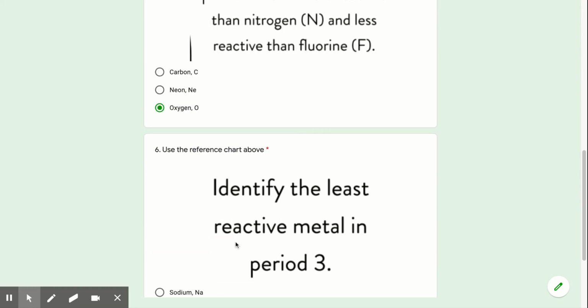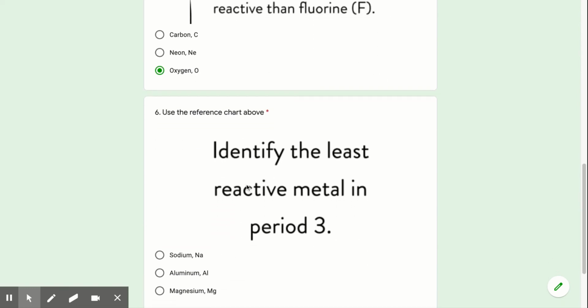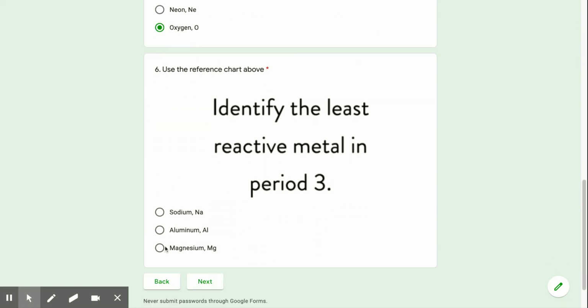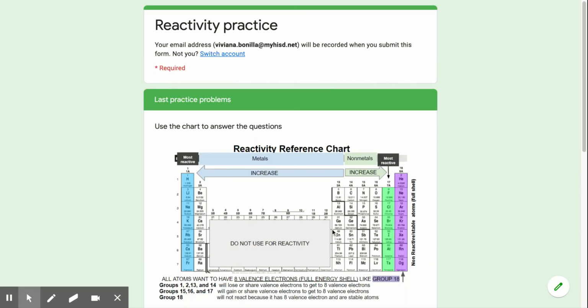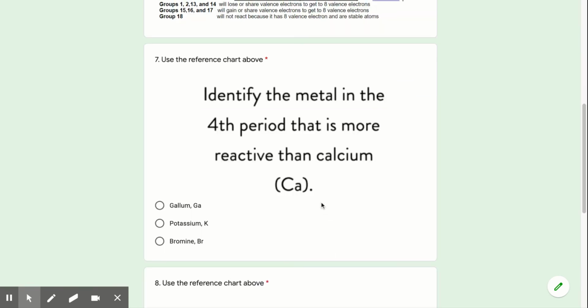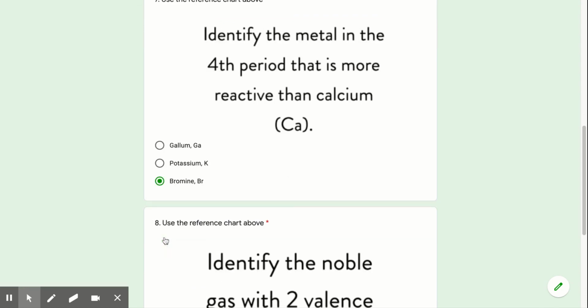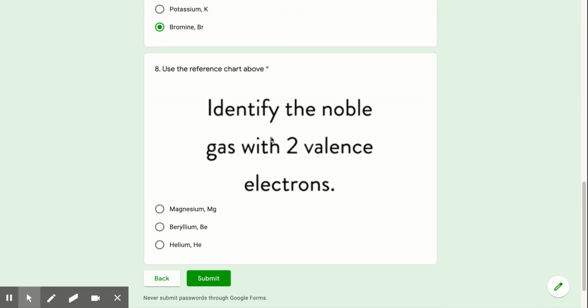So I'm just clicking a random answer. Identify the least reactive metal in period 3, sodium, aluminum, or magnesium. Again, I'm just clicking random answers right now so that you can see the questions. Question 7, identify the metal in the 4th period that is more reactive than calcium. You got gallium, potassium, and bromine. Identify the noble gas with 2 valence electrons. So you have magnesium, beryllium, and helium.